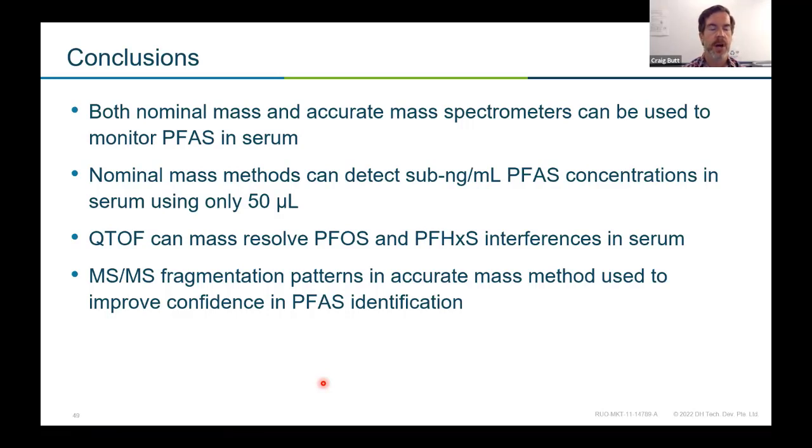Some of the advantages of the QTOF: the QTOFs are still quite sensitive as well, but with the added advantage of mass resolving certain biological interferences in the serum. And then hopefully I've convinced you of the utility of using an MS-MS fragmentation pattern to increase the confidence in what you're seeing and identifying, which is particularly important when you're looking at some newer compounds about which we don't have as much knowledge.